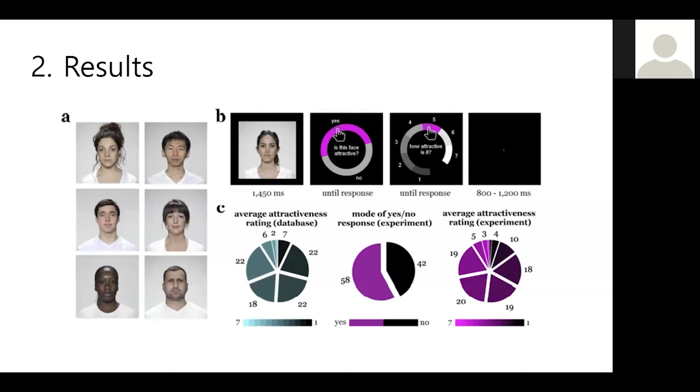On the first question, they indicated whether they found the face attractive or not. On the second question, they indicated how attractive they found the face on a 1 to 7 scale. We compared the participants' attractiveness ratings with ratings from a large group of observers. Both the database ratings and responses collected during the experiment showed reasonable variance across the faces.